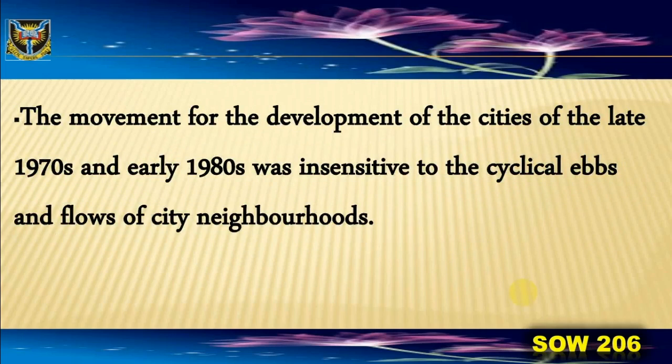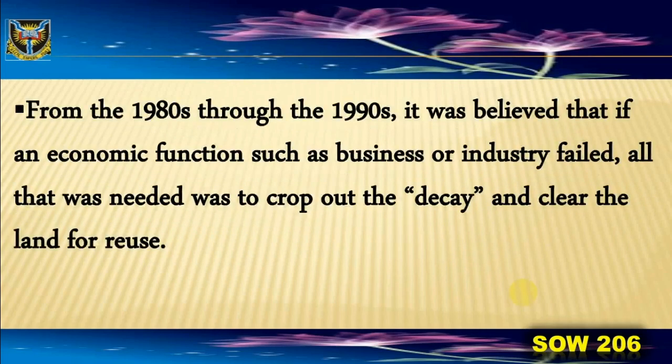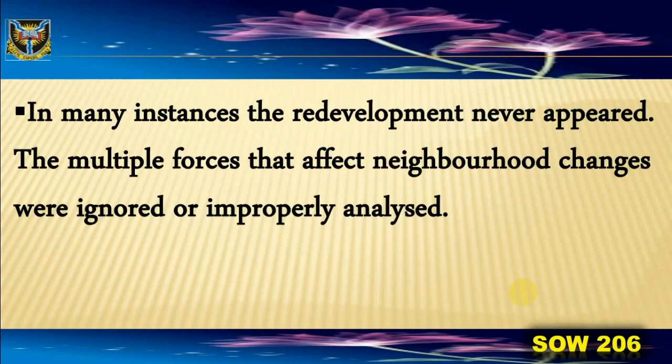The movement for the development of the cities of the late 1970s and early 1980s was insensitive to the cyclical ebbs and flows of city neighborhoods. From the 1980s through the 1990s, it was believed that if an economic function such as business or industry failed, all that was needed was to crop out the decay and clear the land for reuse. In many instances, the redevelopment never appeared. The multiple forces that affect neighborhood changes were ignored or improperly analyzed.